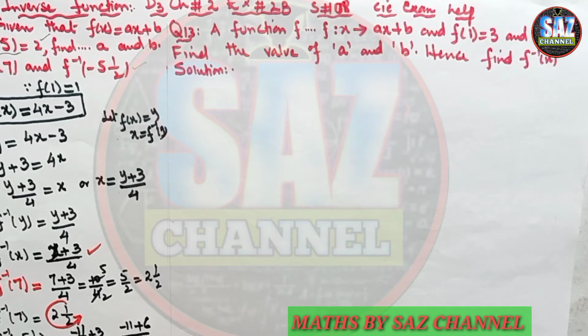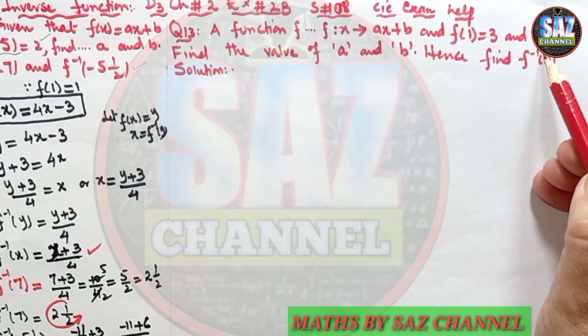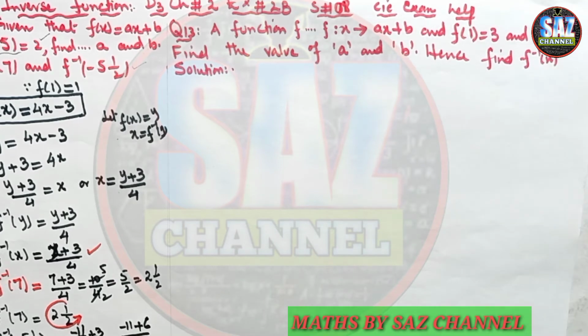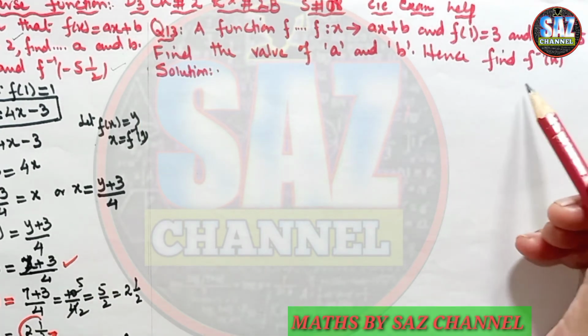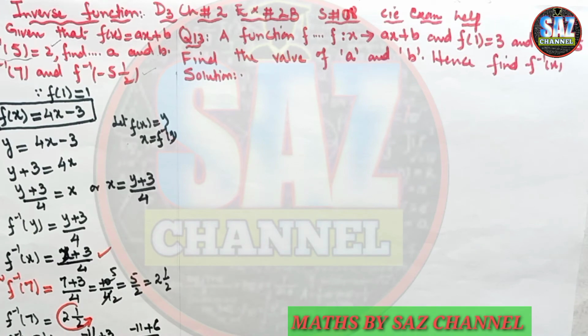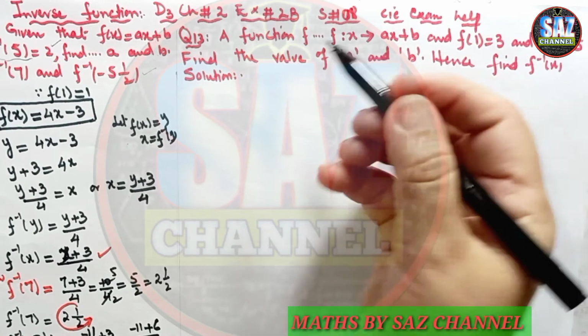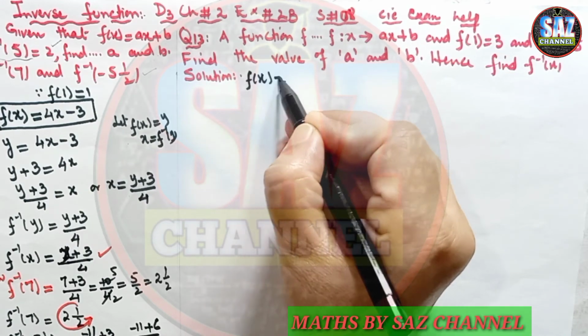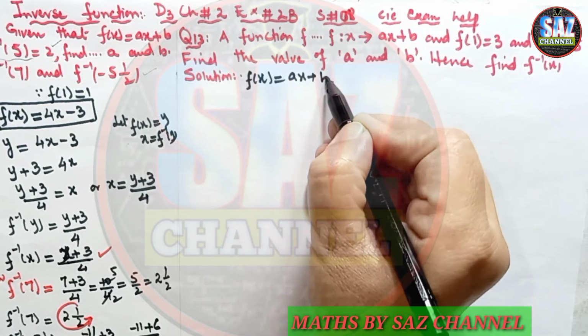Let's move to the next question that says the function f such that x gives us ax plus b, and f of 1 equals 3 and f inverse of 7 equals 5. Find the values of a and b and hence find f inverse of x. So let's move to the solution of this question. Given function is f of x equals ax plus b.